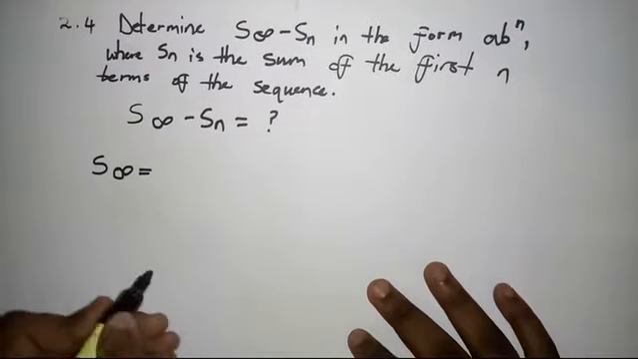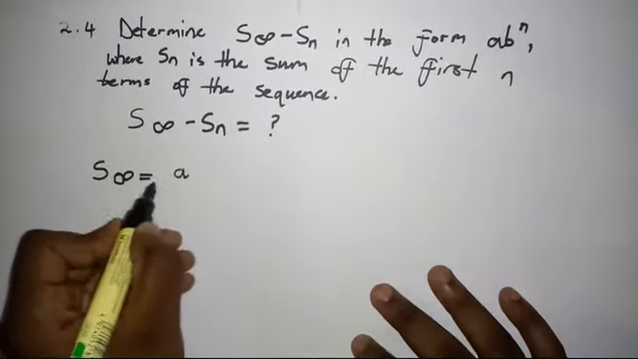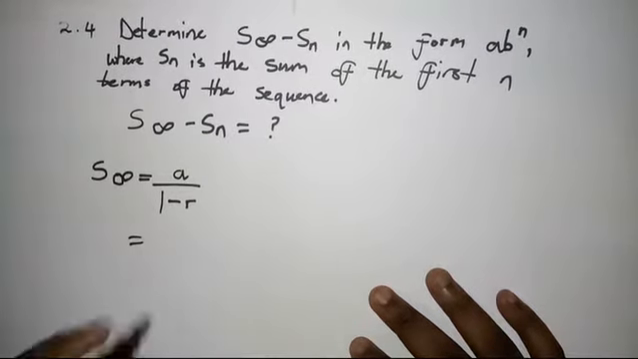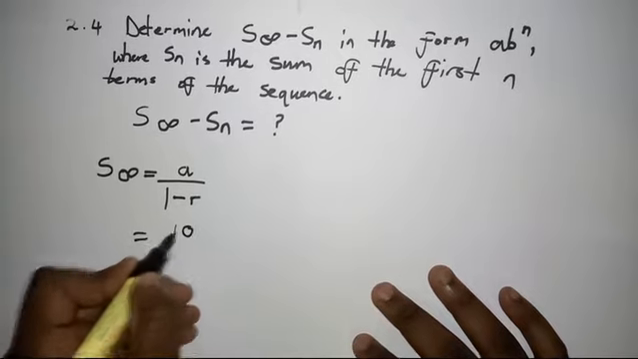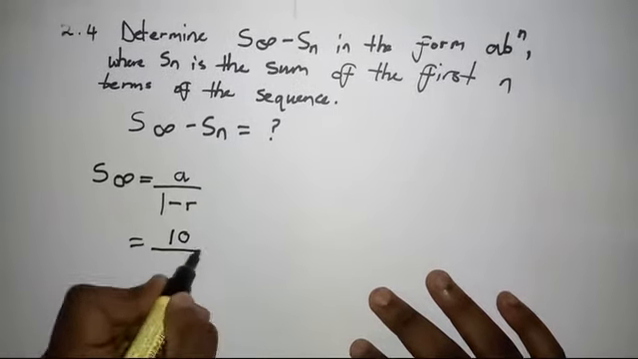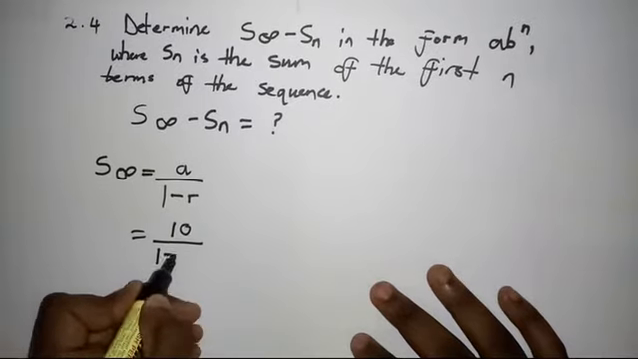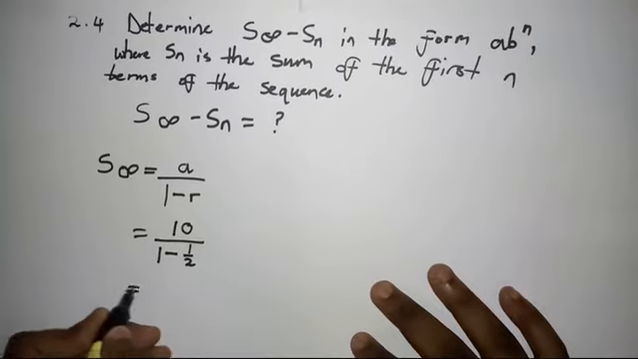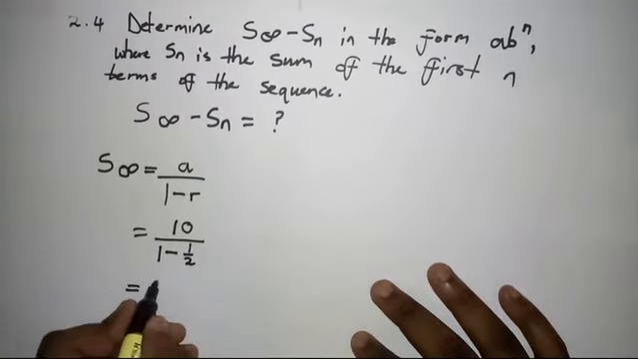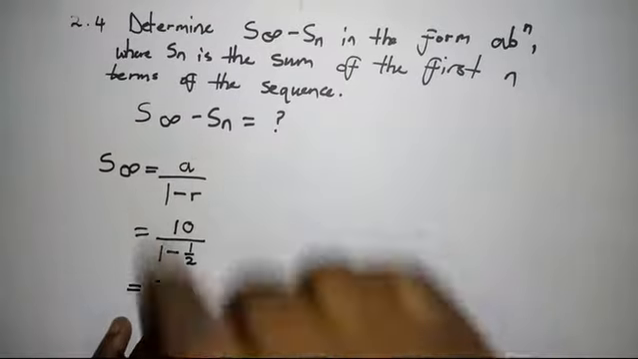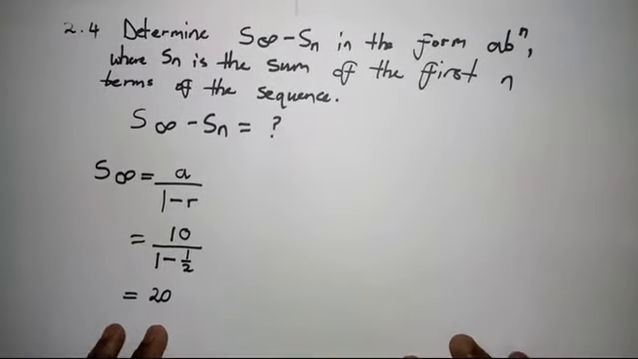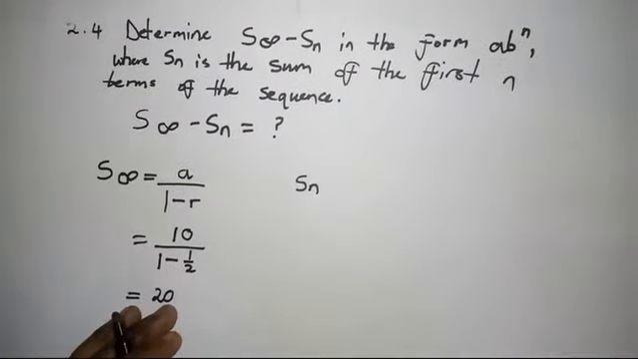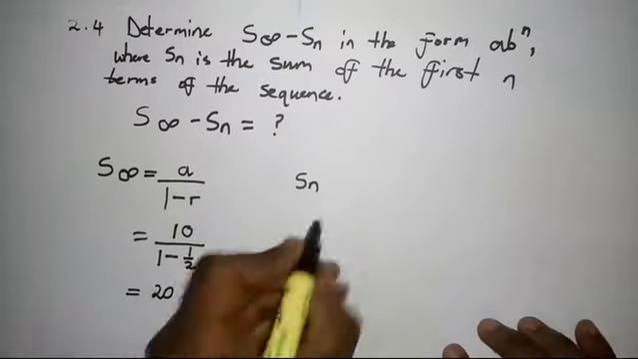Sum to infinity is calculated by this formula. As you know, a is 10, then 1 minus r. R is a half. This is equal to 20. Then now you calculate the second part, which is the sum of the terms in the sequence. It is given by this formula.